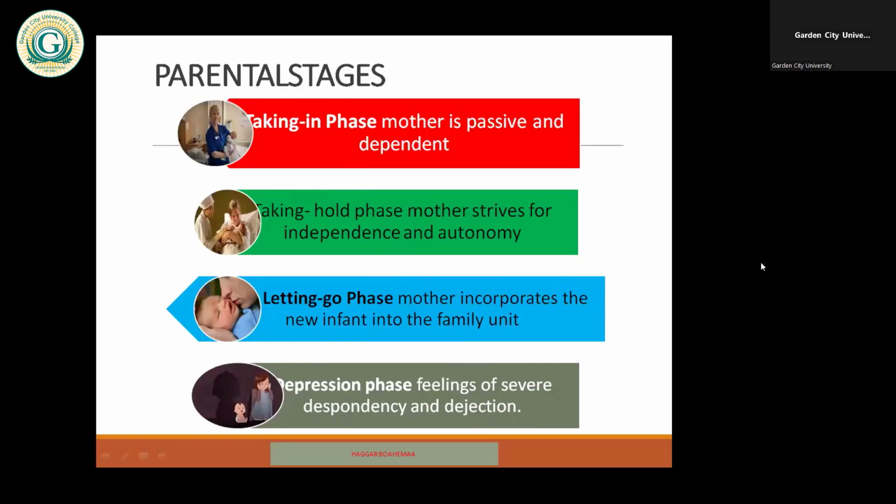Now, if you look at the stages, we have 4 of them. We have the taking-in, taking-hold. Then we have the letting-go. And then we have the depression. And remember, if we look at the stages, we want to avoid the mother getting to the last one, which is the depression, which is very, very important.